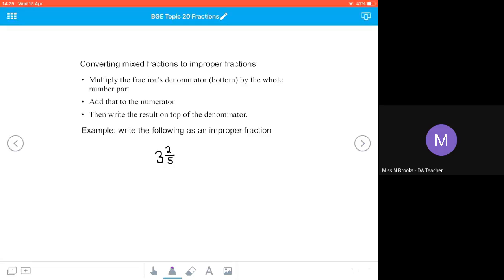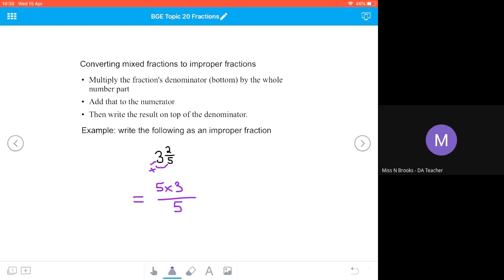So we're going to look at an example here. We're going to write 3 2/5 as an improper fraction. So I know that my denominator is going to stay as a 5. And I'm going to start with that 5 because that's what I've just written down, and I'm going to go round to the 3 and I'm going to multiply. So I've got 5 times 3.